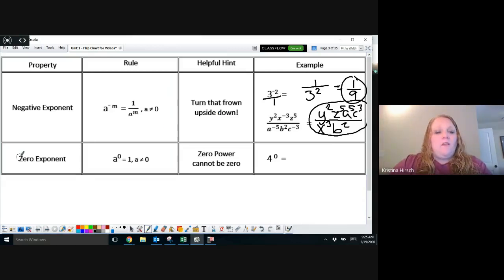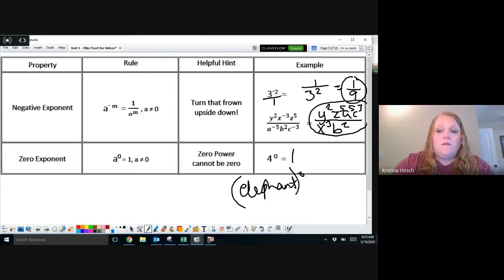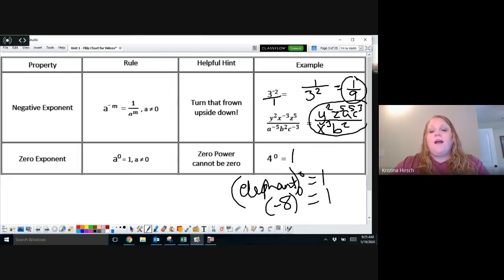Now the next property is called the zero exponent property. It says that anything raised to the 0 power is 1. Anything to the 0 power is 1. So 4 to the 0 power, 1. Elephant to the 0 power, 1. Negative 8 to the 0 power, 1. So anything to the 0 power is 1.